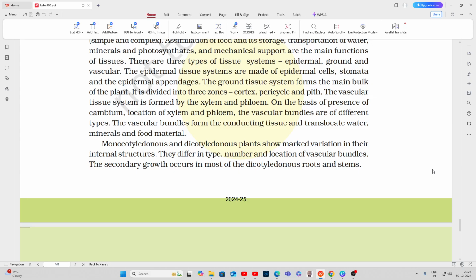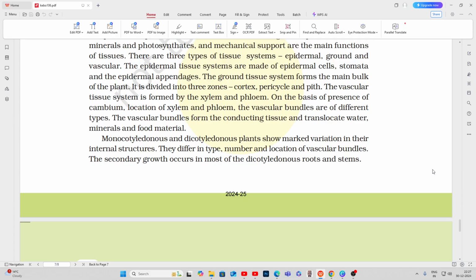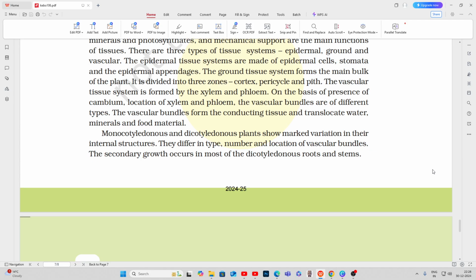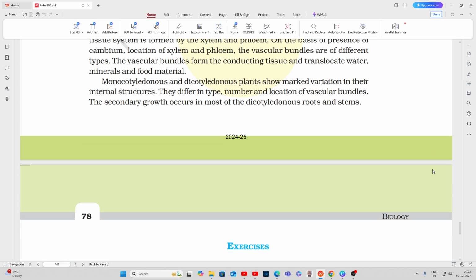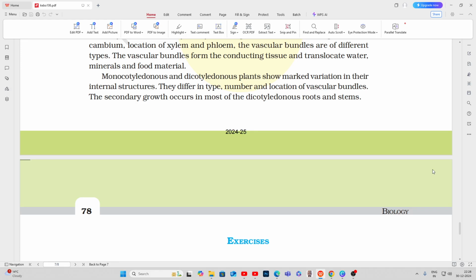The ground tissue system forms the main bulk of the plant. It is divided into three zones: cortex, pericycle, and pith. The vascular tissue system is formed by the xylem and phloem. On the basis of presence of cambium, location of xylem and phloem, the vascular bundles are of different types. The vascular bundles form the conducting tissue and translocate water, minerals, and food material.